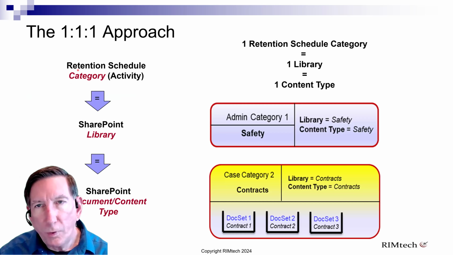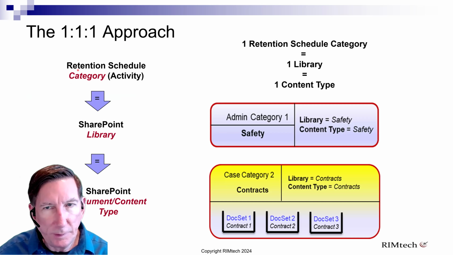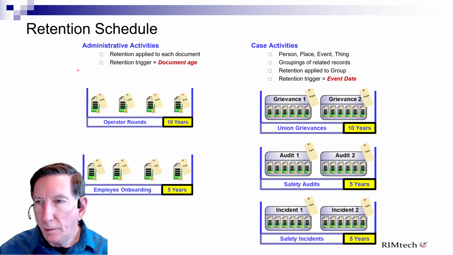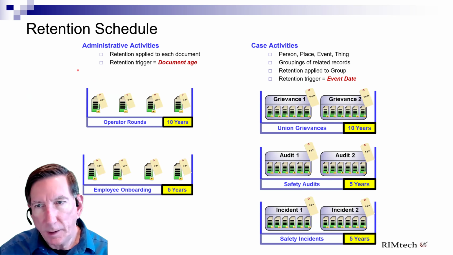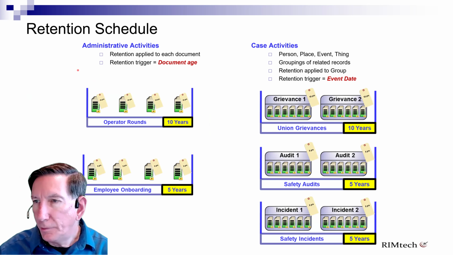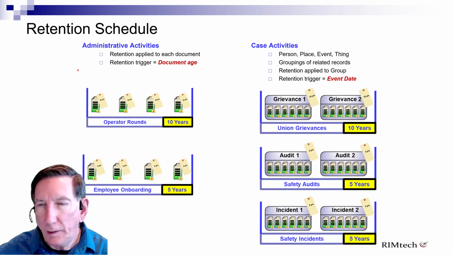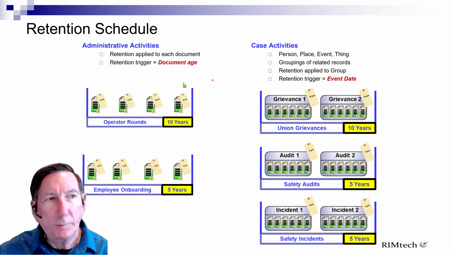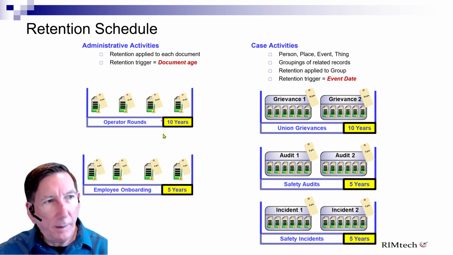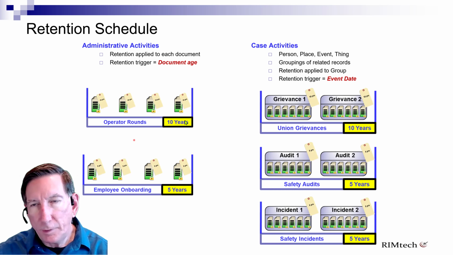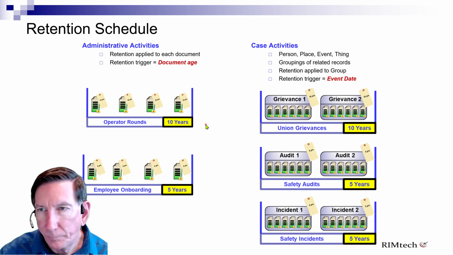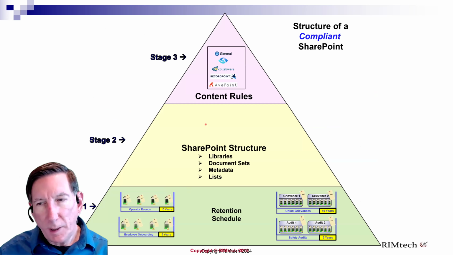So for every category in your retention schedule, you create an equivalent library of the same name. In the retention schedule, let's pretend 800 categories. We have 60% of 800 is 480 on the right here. Okay. And they're all applying retention to cases. 320 are on the left, which are individual documents. Okay. Now, that's the bottom layer.